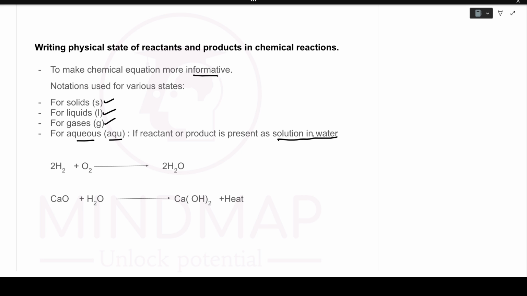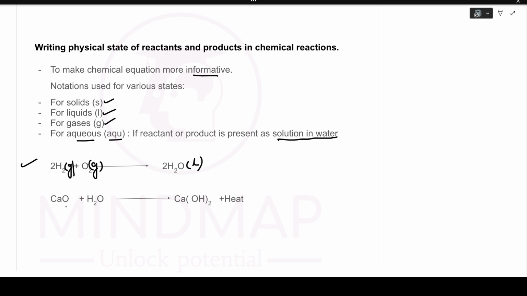In water. Okay? Now see here, H2. What is H? Hydrogen. Hydrogen is a gas. So what will we write here? We will write G. Oxygen is again a gas. So we will write G here. H2O, water, it's a liquid. So now you see, by writing these notations, you get more information about the reaction.